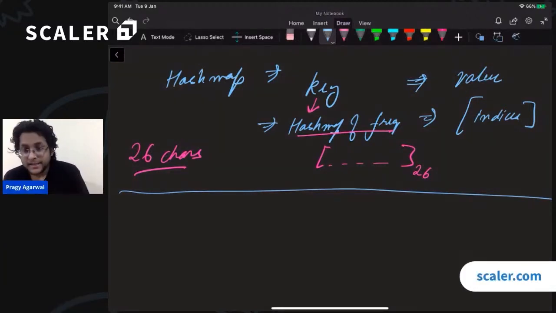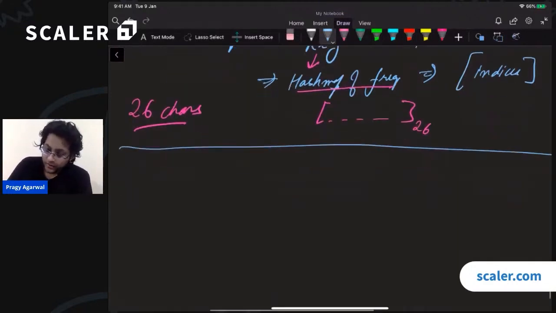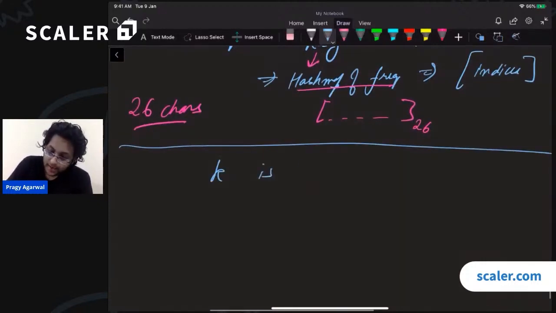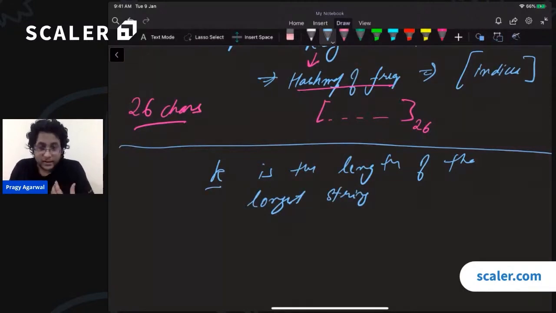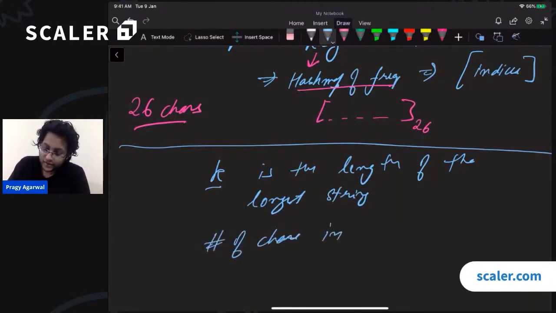Perfect. Animesh says, what happens if the number of characters in a particular string is more than k log k? Well, Animesh, that is not possible. Over here, k is the length of the longest string. So if k is the length of the string, then it is not possible for the number of characters in this string to be greater than k. The number of characters has to be less than or equal to k.